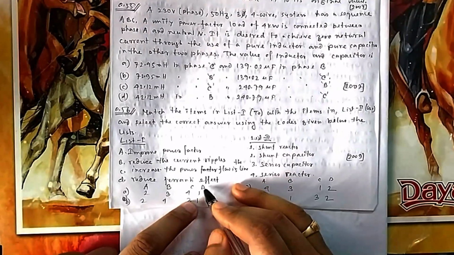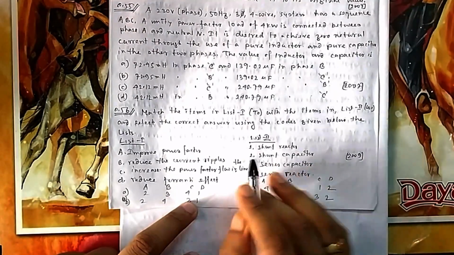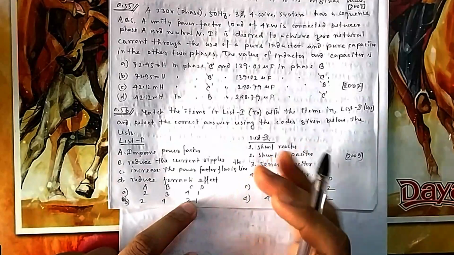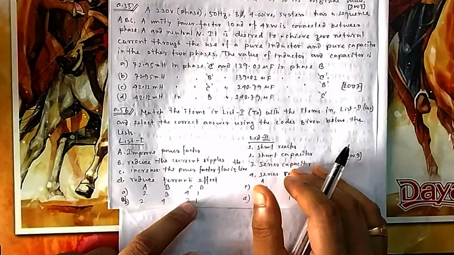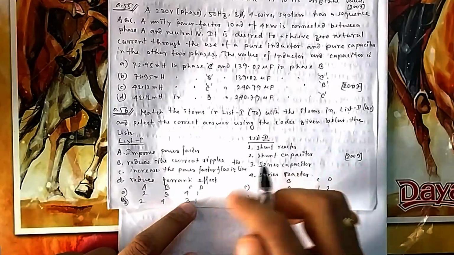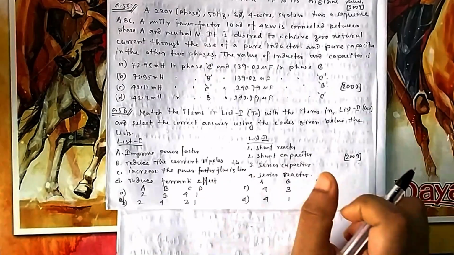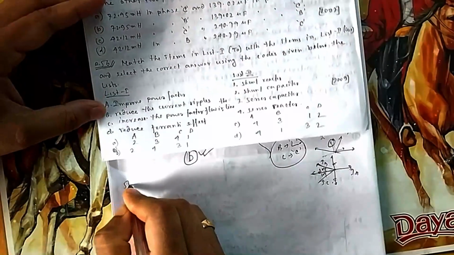And then D, reduce the Ferranti effect. For that you introduce a shunt reactor, because the capacitive portion gets high, that's why the current gets more and more. So to neutralize that, we apply shunt reactors so that the capacitance effect can be nullified. 56 is your option B.